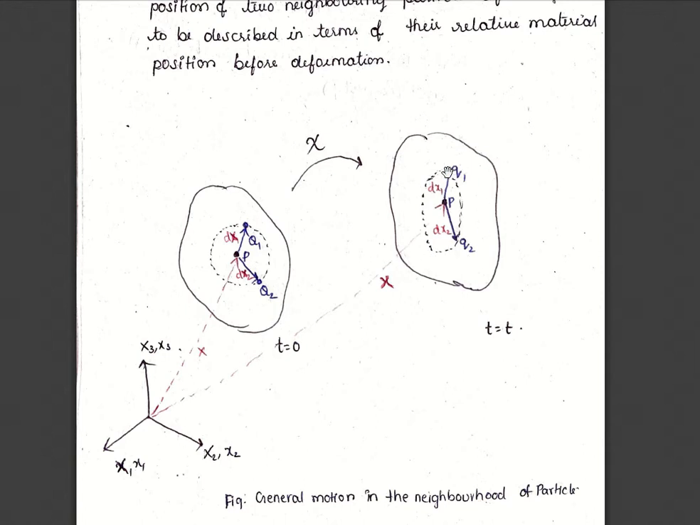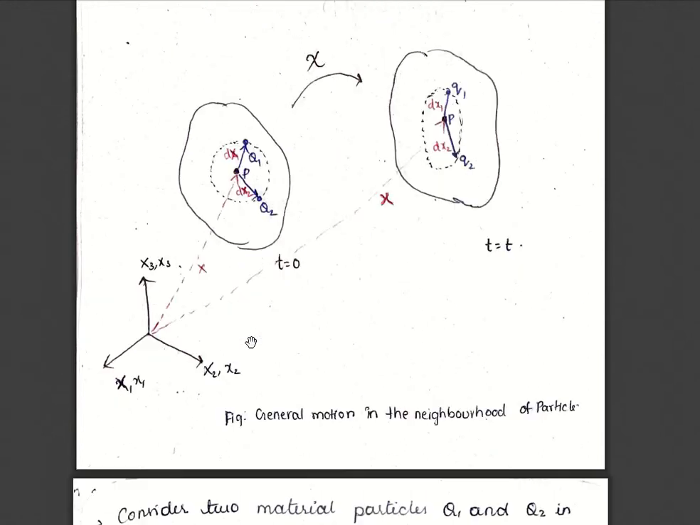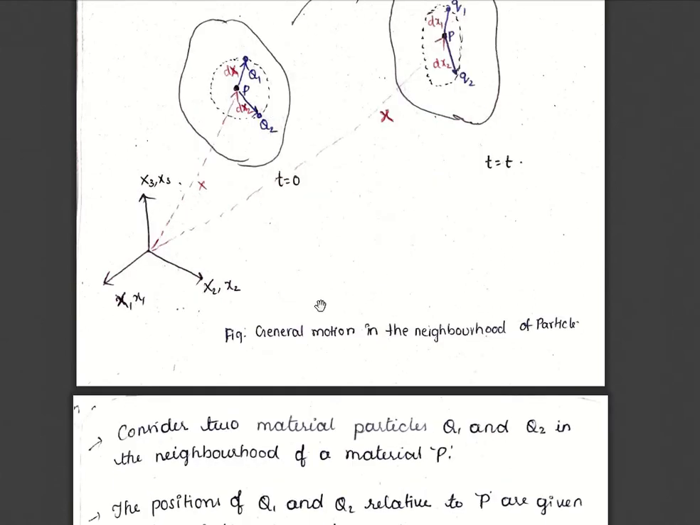In the spatial configuration we represent all the parameters in lowercase letters. In the material configuration we represent the points in capital or uppercase letters. So this is after time t, this is the deformation. This is the picture. All these Cartesian coordinates in lowercase indicate the spatial coordinates.